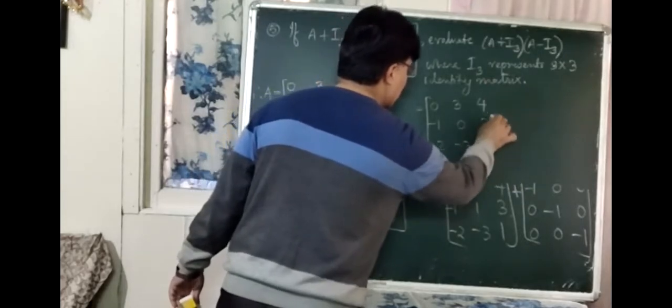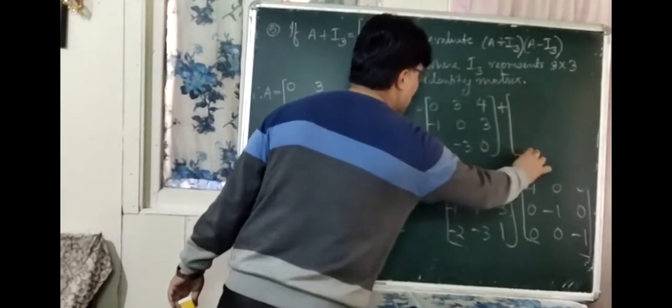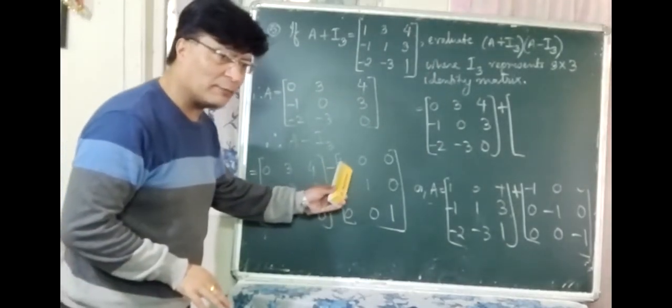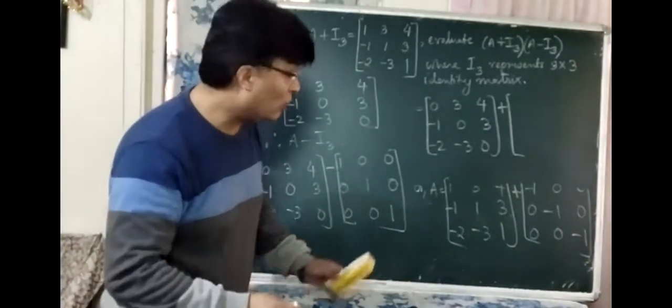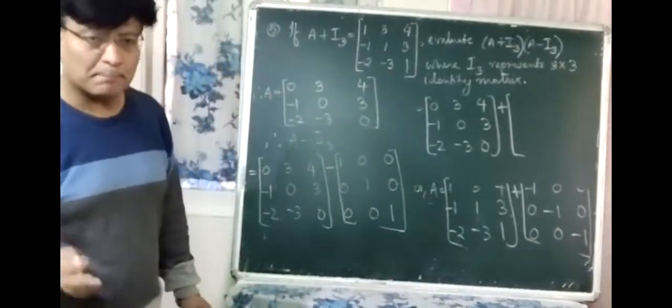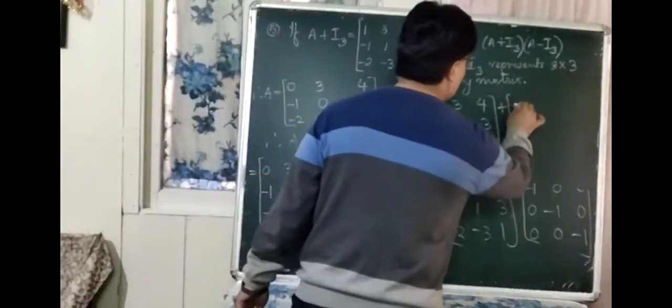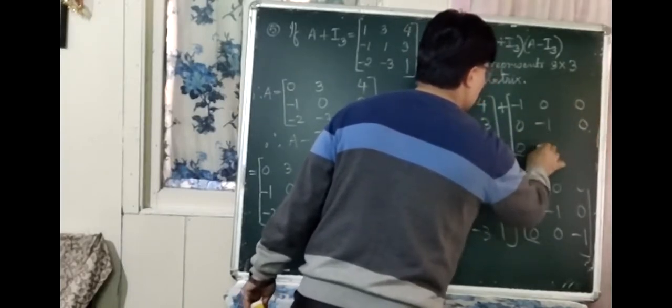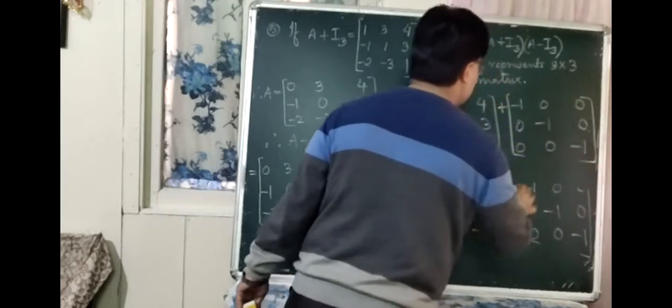Minus 2, minus 3, 0. Make it plus now. So this is minus 1, the scalar multiplication of this matrix. Multiply all the elements of the identity matrix by minus 1. So what do we get? Minus 1, 0, 0, 0, minus 1, 0, 0, 0, minus 1. This is your minus I3.